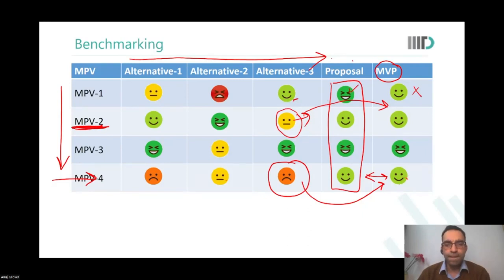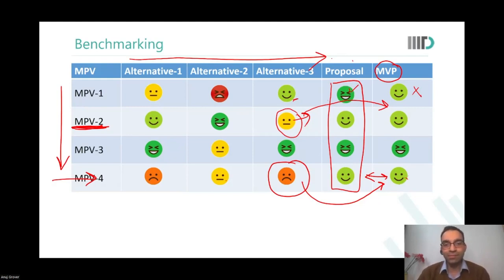Sir, taking a look at this table, can we confirm that MPV3 is the most important basic parameter of value? No. MPV3 is in fact something which is already met everywhere. And met very well.